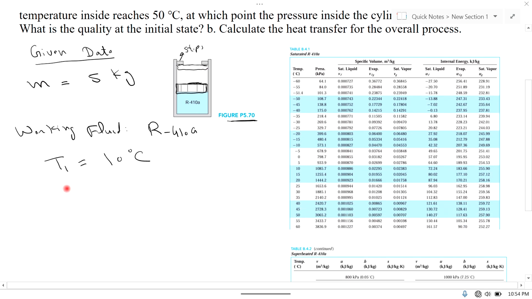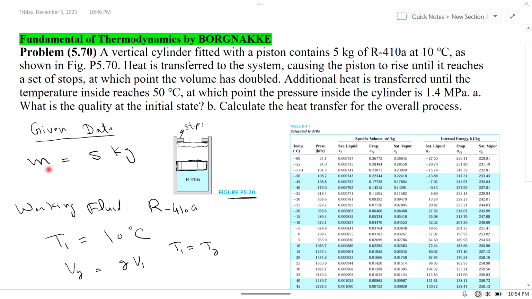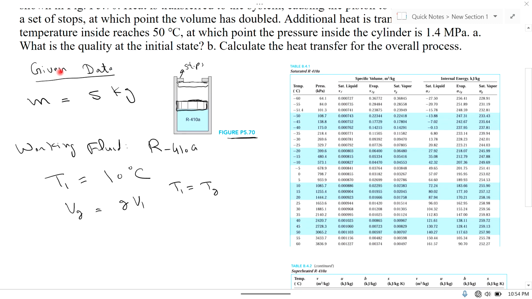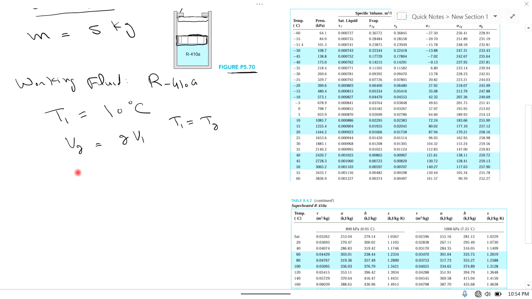It means that V2 is equal to 2V1. And here temperature is constant, T1 is equal to T2. From point 1 to point 2, temperature is constant. Additional heat: now we further supply heat until the temperature inside reaches 50 degrees. Now temperature increases from T2 to T3, and the new temperature is 50 degrees centigrade.